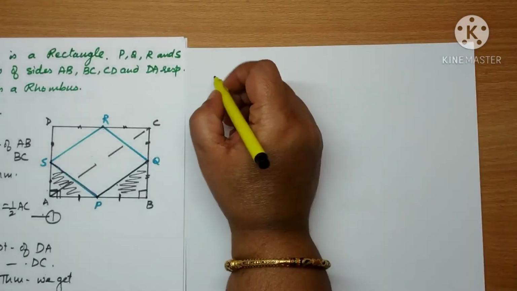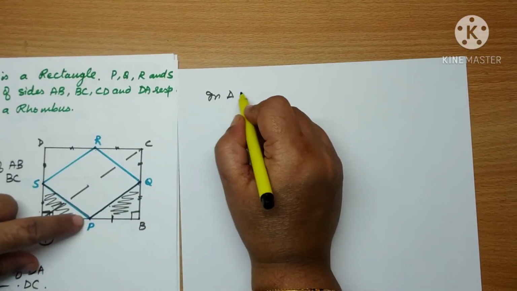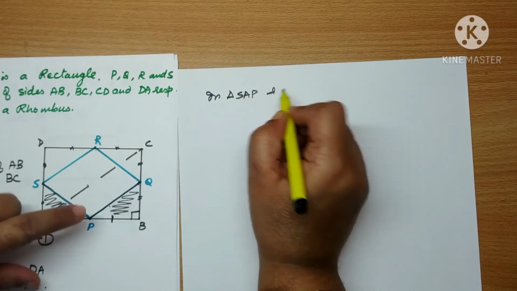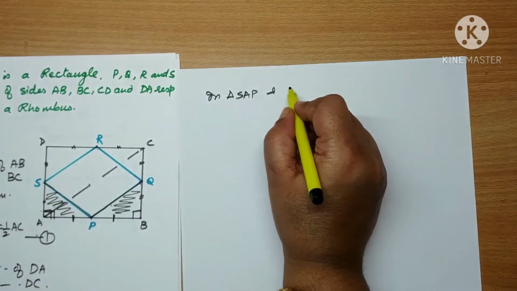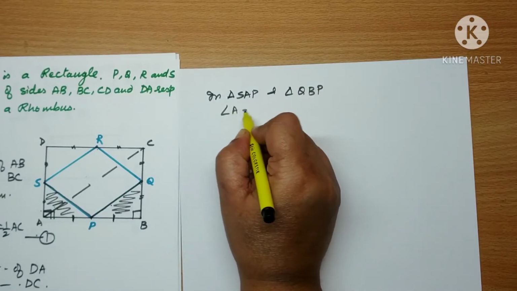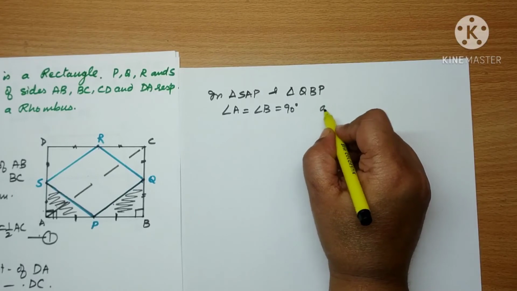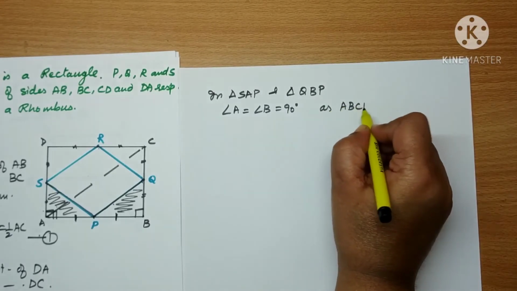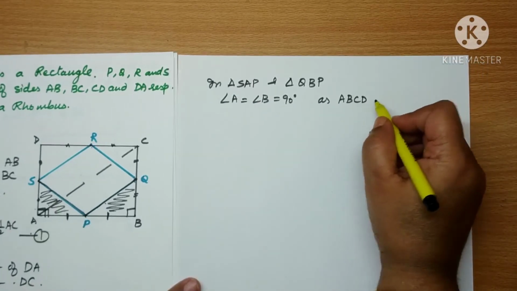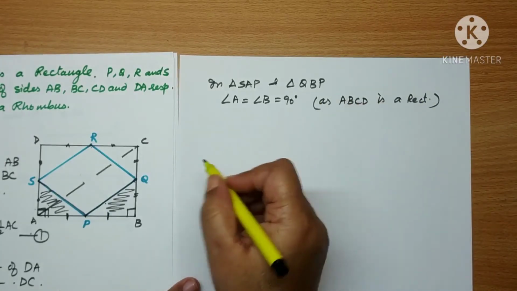Now, in triangle, I have to prove these triangles congruent. So, triangle SAP and triangle QBP, angle A equal to angle B equal to 90. Why 90? Because we need to write the reasons at every step, as ABCD is a rectangle. So these angles are 90.